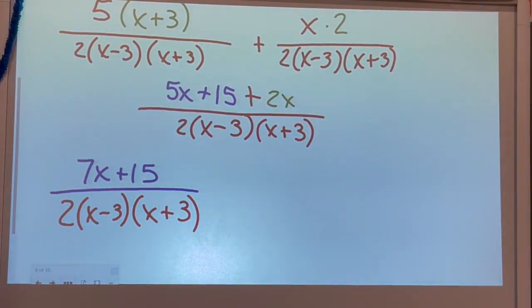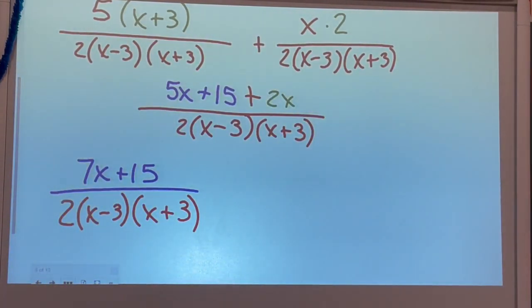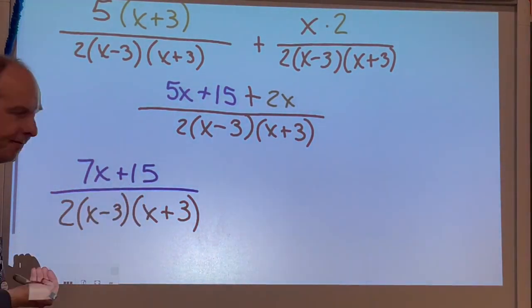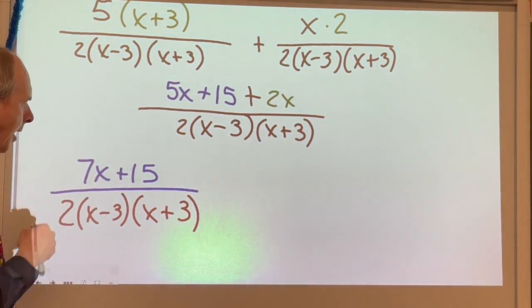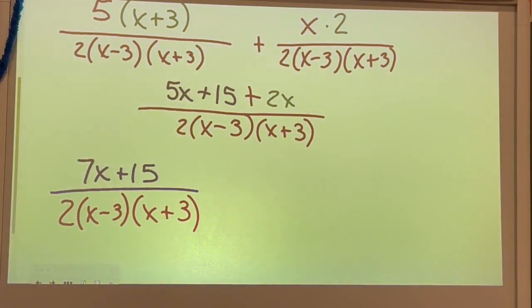Does 7 and 15 have any common factors? Is 15 7 times anything? Not a whole number, it's not, no. 3 times 5, right? So nothing in common, nothing will cancel, that's done. There's our answer.